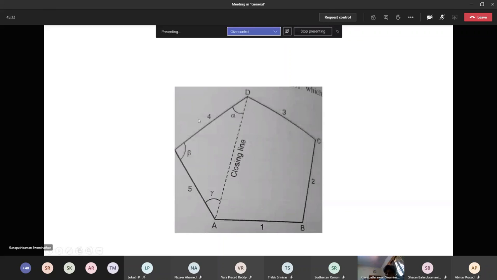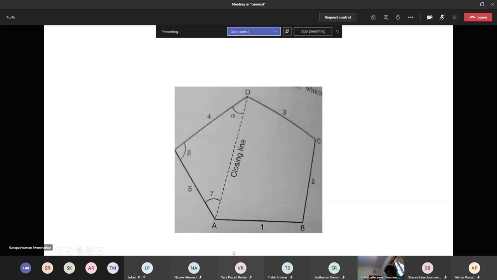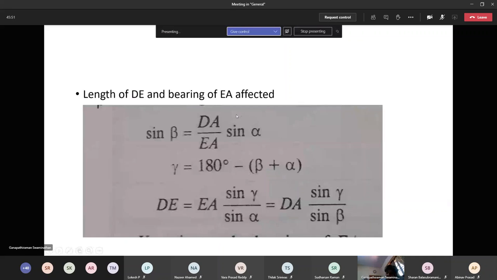So you have got a triangle. This is A, this is E. The closing line is E, and EA is D. D is known, D by sine alpha. So can I calculate this DE? Right? DE can be calculated using that. So I can solve the problem that way. Is that okay to you?